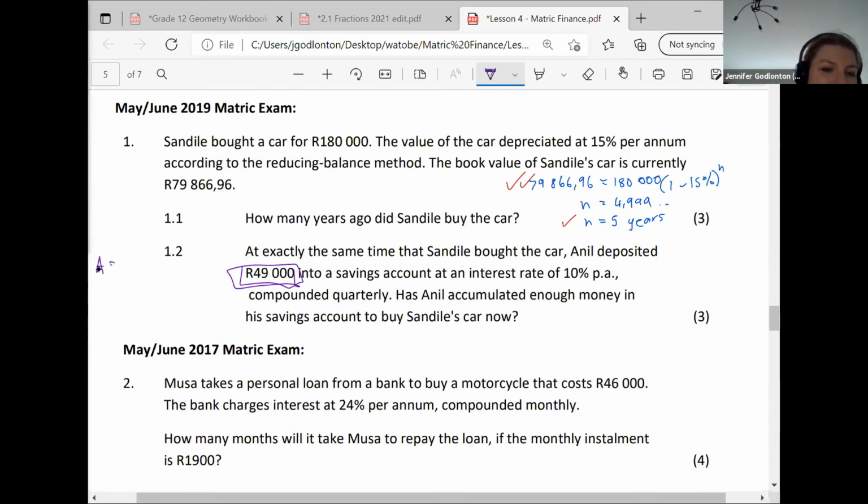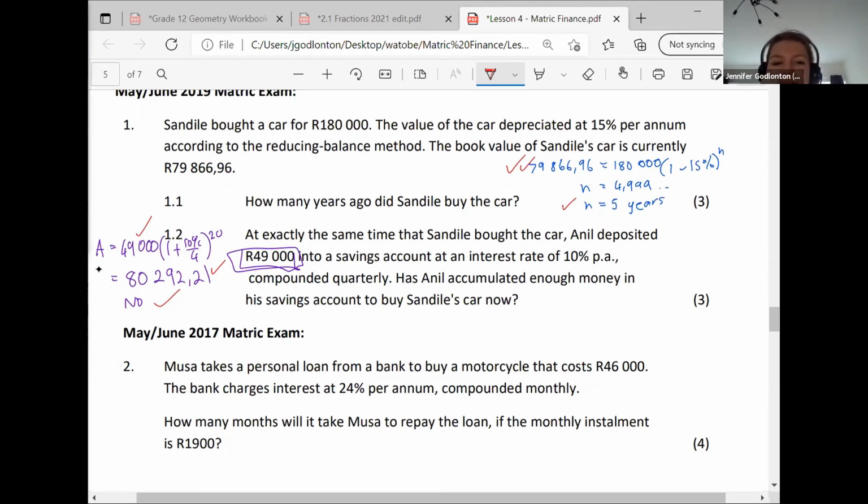We have A, which is 49,000 times (1 plus 10% over 4) to the power of 20, because it's 5 years times 4, because there are 4 payments per year. And that gives us 80,292.21. And so no, he won't have enough. In this situation, this is worth 3 marks. You'd probably get 1 mark for substitution, 1 mark for your answer, and 1 mark for saying no.